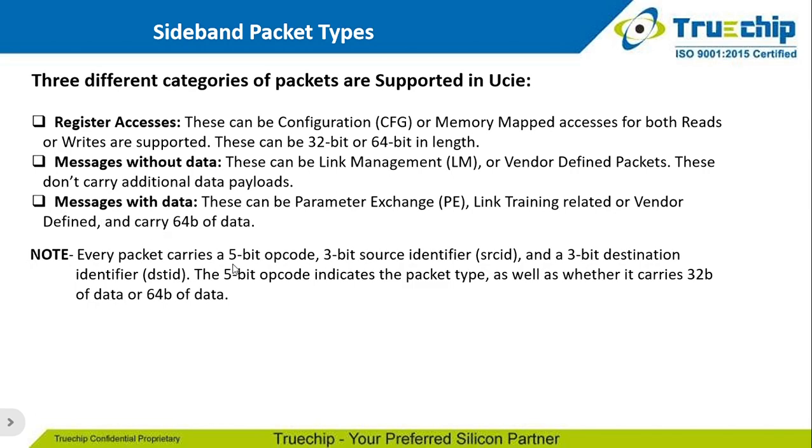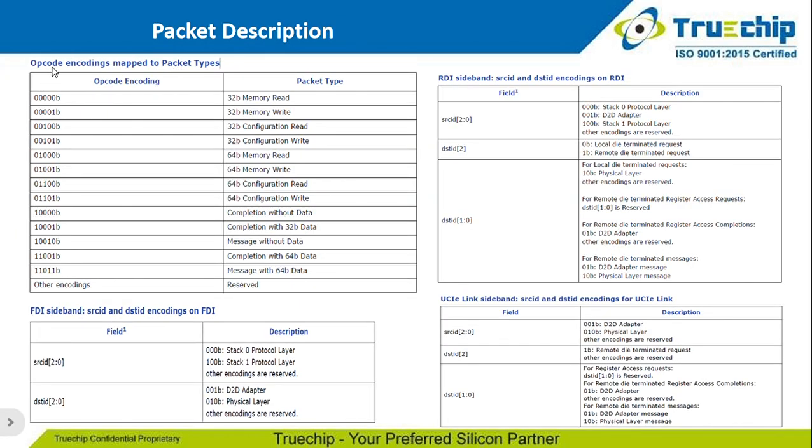So every packet carries a 5-bit opcode, a 3-bit source identifier, which is also called source ID, and a 3-bit destination identifier. The 5-bit opcode indicates the packet type as well as whether it carries 32 bits of data or 64 bits of data. As we can see in this table of opcode encodings, through the opcode it will be decided whether it is 32-bit data or 64-bit data. And we also have these tables for the source ID and destination ID for FDI sideband, for RDI sideband, and for UCIe link sideband.